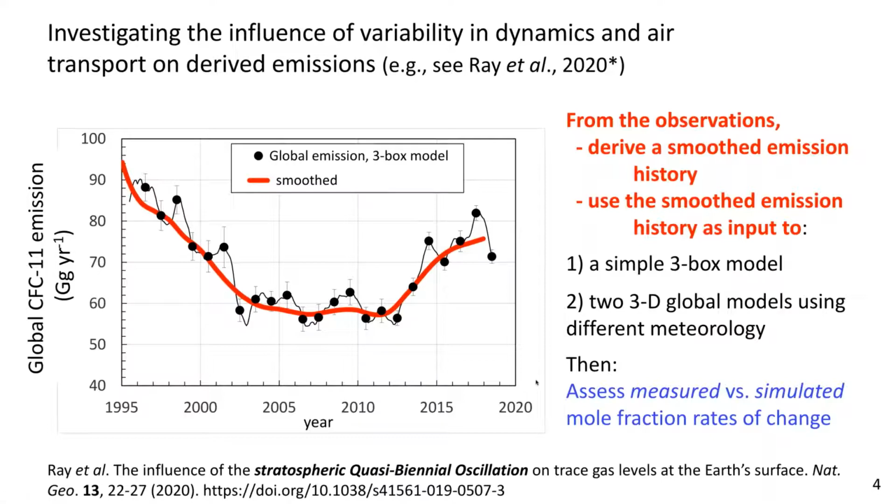And then we use that smooth emission history as input to a simple 3-box model to derive simulated mole fractions, and we do it by hemispheric means, but also as input to 2 3D global models using different meteorology. Smooth emission history, we will see what we get back out in terms of concentration variations, and we'll assess that in terms of measured versus simulated rates of change for mole fraction.